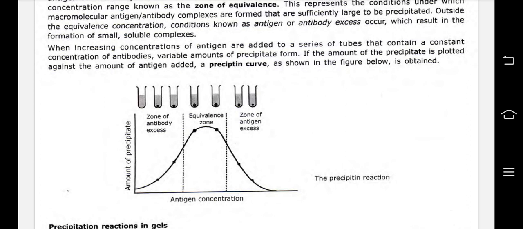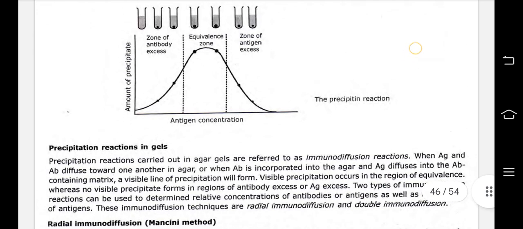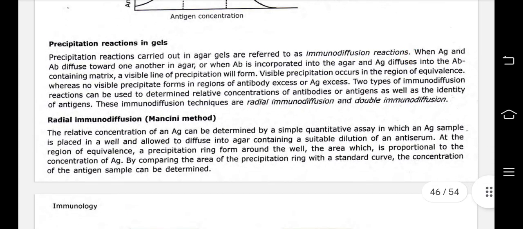The precipitin reaction: x-axis antigen concentration, y-axis amount of precipitate, zone of antibody excess, equivalence zone, zone of antigen excess, we could see. And the precipitation reactions in gels.